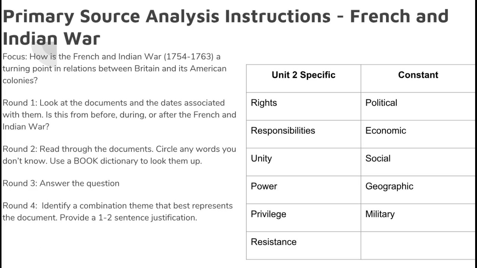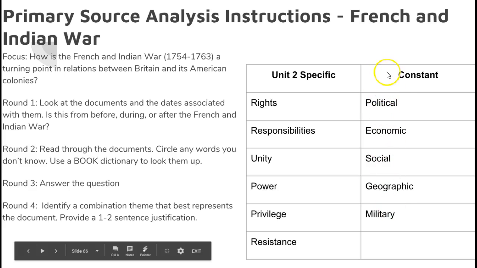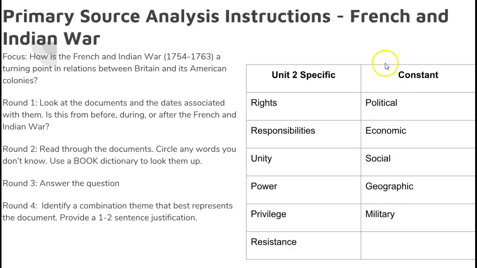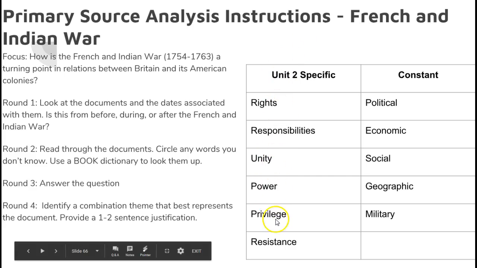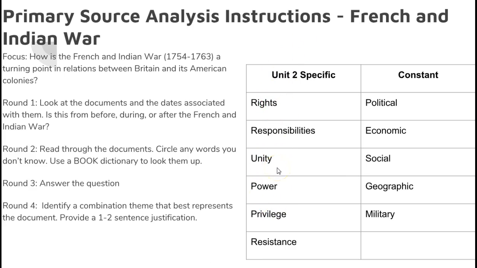Round 3, each document has a question associated with it. You want to answer the question. And then the last one, identify a combination theme that best represents the document. Provide a 1 to 2 sentence justification for that theme. So a combination theme means take one of the themes that are constant on the right-hand side and combine it with one of the Unit 2 specific themes. So like we did with mercantilism, we combine economic power. All right, just describe it.